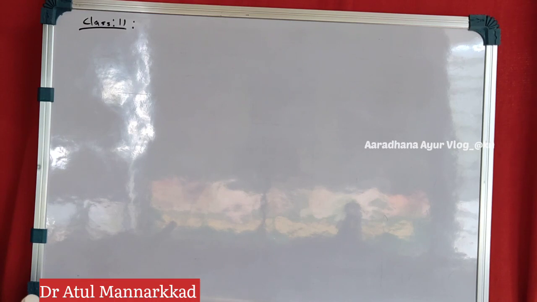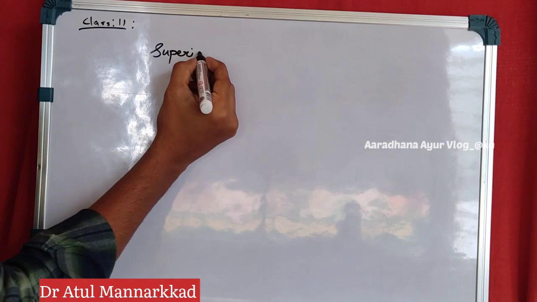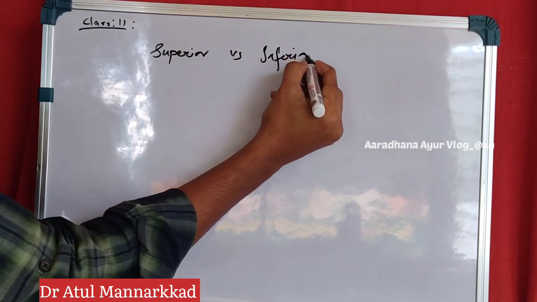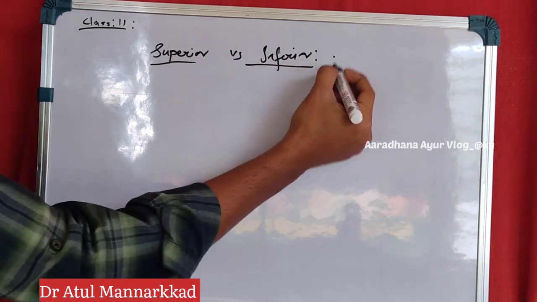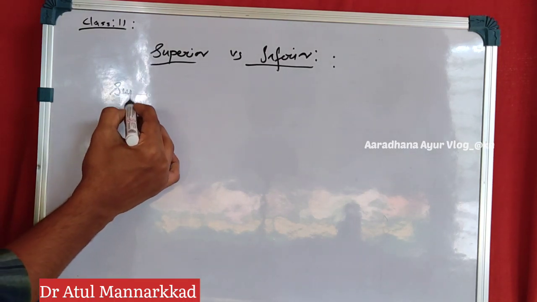So in medical terms, we had discussed already what is superficial, what is deep, and what is median, what is lateral. So next we will discuss the superior versus inferior. This also we had discussed when we spoke about the clavicle, the bone clavicle. So what is superior and what is inferior?